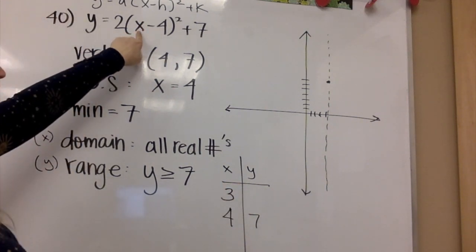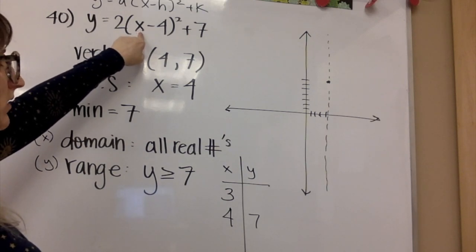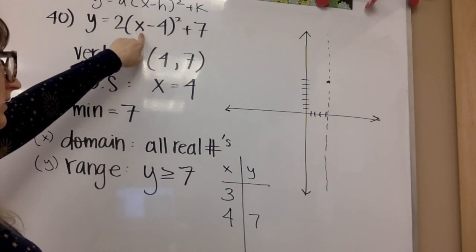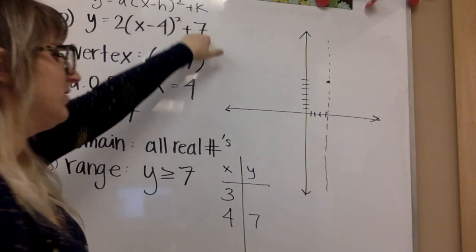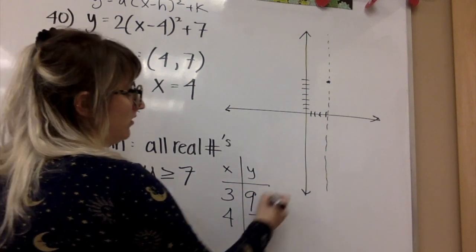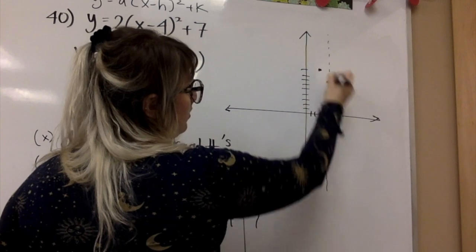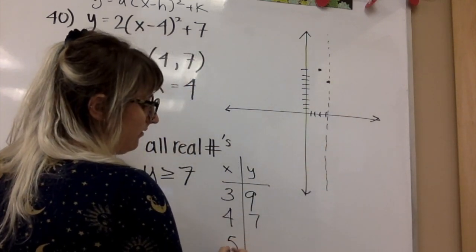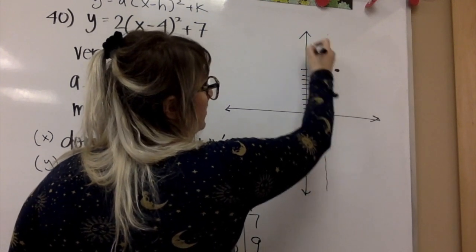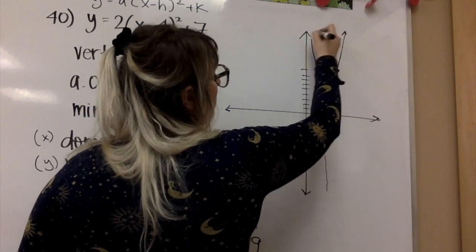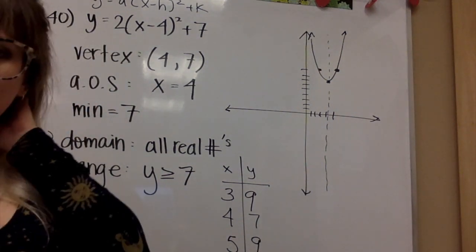3 minus 4 squared is, well, 3 minus 4 is negative 1 squared is 1 times 2 is 2, plus 7 is 9. So at 3, we're at 9. So that means at 5, we're also going to be at 9 because of the axis of symmetry. Okay. There she is.